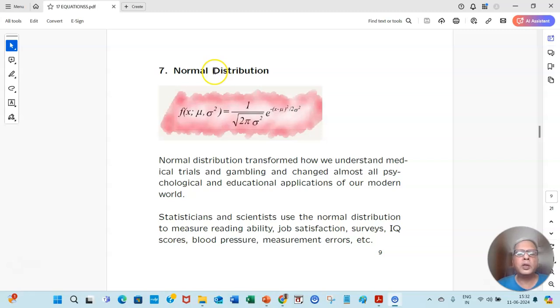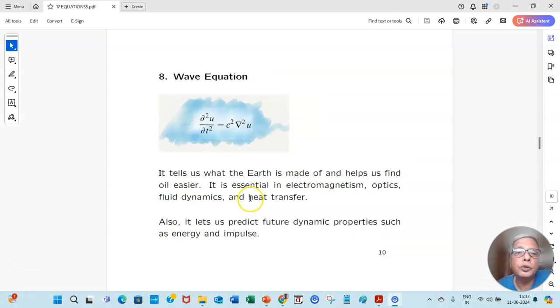The normal distribution, it comes in statistics: f(x) equals 1 by root 2 pi sigma square, e to the power minus (x minus mu) whole square by 2 sigma square. The normal distribution transformed how we understand medical trials and gambling and changed almost all the psychological and educational applications of our modern world. Statisticians and scientists use the normal distribution to measure reading ability, job satisfaction, surveys, IQ scores, blood pressure, measurement errors, etc. The normal distribution came from the theory of errors by Carl Friedrich Gauss.